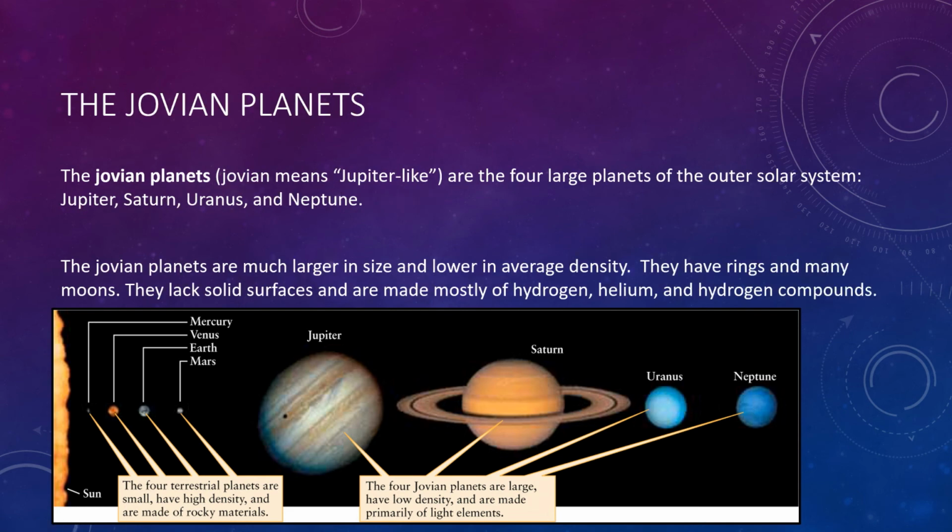The Jovian planets, where Jovian means Jupiter-like, are the four large planets of the outer solar system: Jupiter, Saturn, Uranus, and Neptune. The Jovian planets are much larger in size and lower in average density than the terrestrial planets, and they also have rings and many moons. They lack solid surfaces and are made mostly of hydrogen, helium, and hydrogen compounds, such as water, ammonia, and methane. Because these substances are gases under earthly conditions, the Jovian planets are sometimes called gas giants.